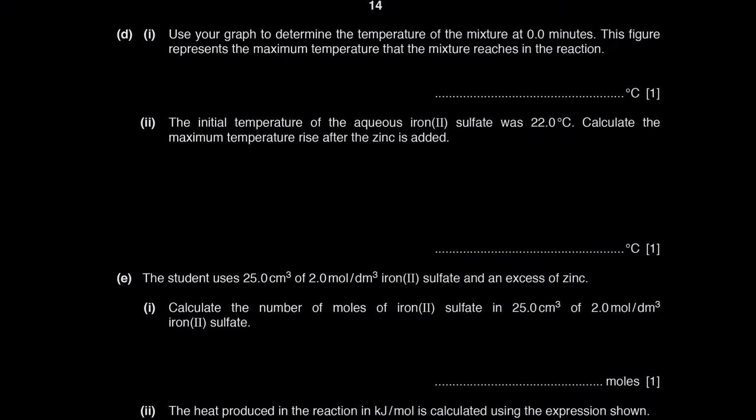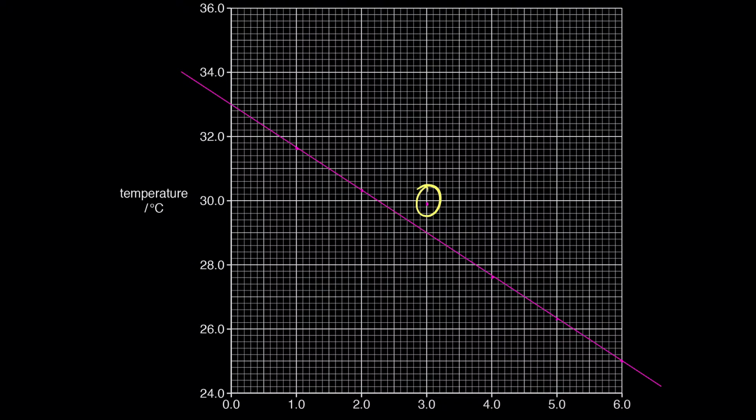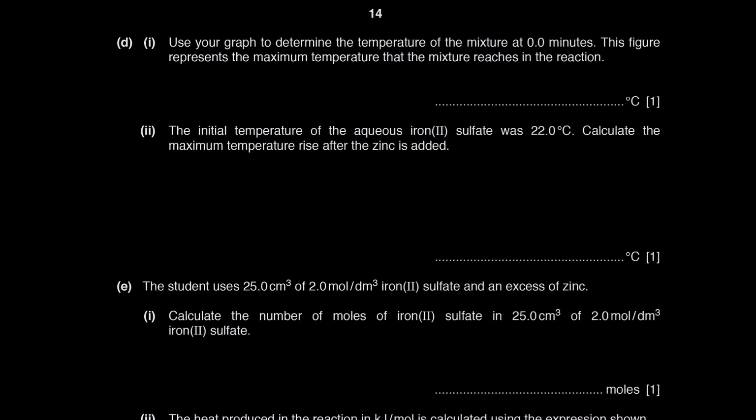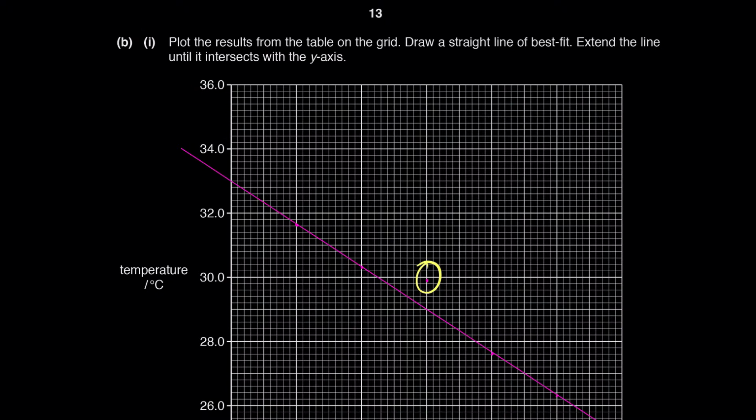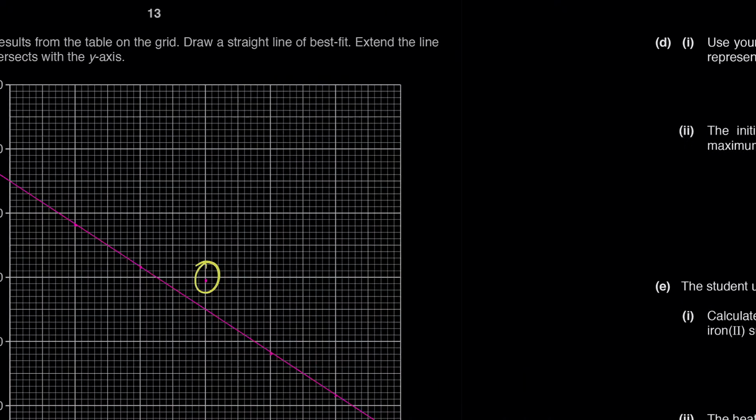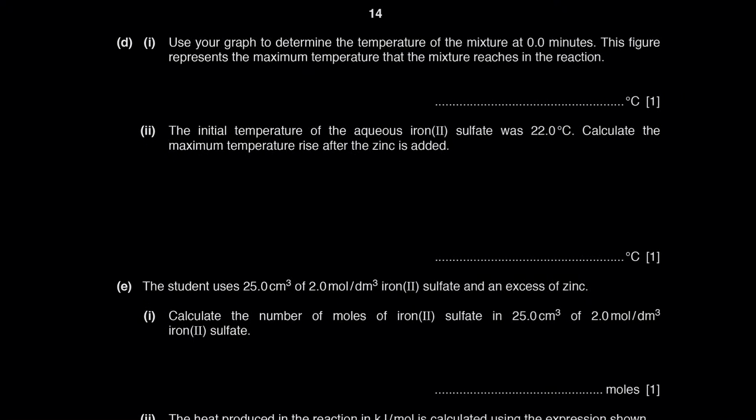Okay, let's continue. What do we have here? Use the graph to determine the temperature. Actually, let's do this part first. Use your graph to determine the temperature of the mixture. The figure represents the maximum temperature that the mixture reaches. I like this question. This is intersecting exactly at 33 degrees. So I'll put that here.